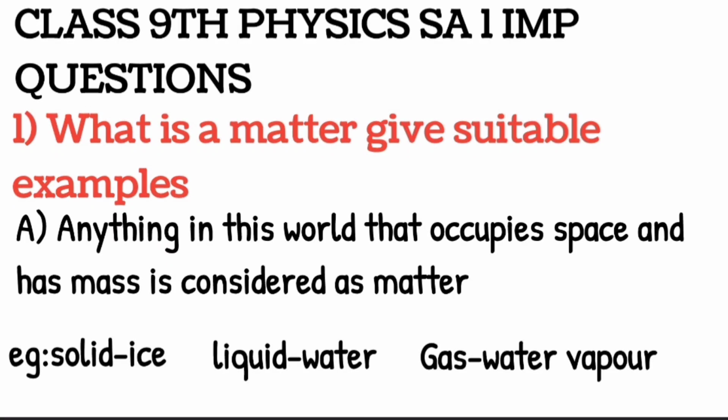So what is matter? Anything in this world that occupies space and has mass is considered matter. Anything in this world means whether it is a pen, pencil, whatever you have. If it is occupying space and it also has mass, it is considered matter. There are three states of matter: solid, liquid and gas. For the examples, you can write ice for solid, water for liquid and water vapor for gas.